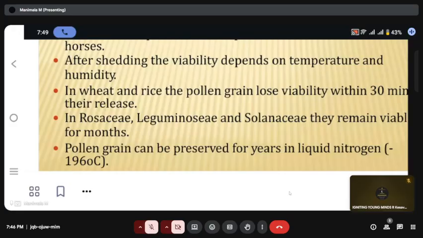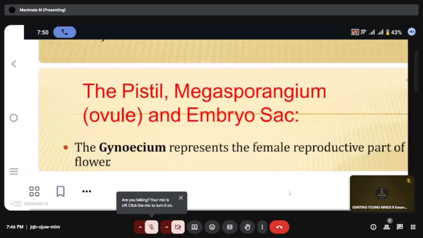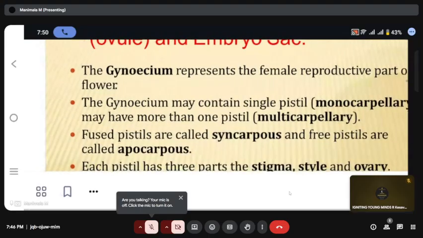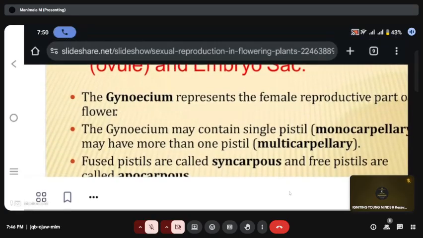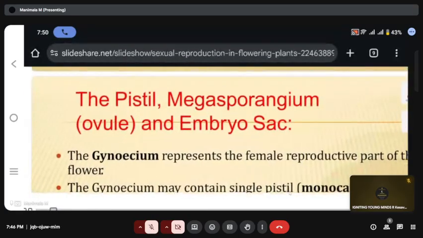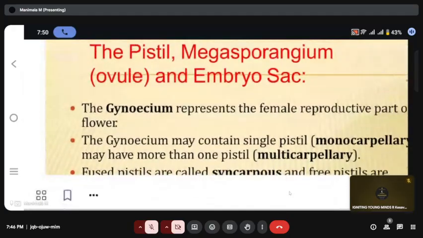Okay. For preservation, how many degrees Celsius do we use in the liquid nitrogen? Minus 196 degrees Celsius, ma'am. At minus 196 degrees Celsius we can preserve the pollen grains for the next generation to produce. Okay. So that is about the pollen grains. So now we are going on to the pistil, megasporangium and embryo sac.